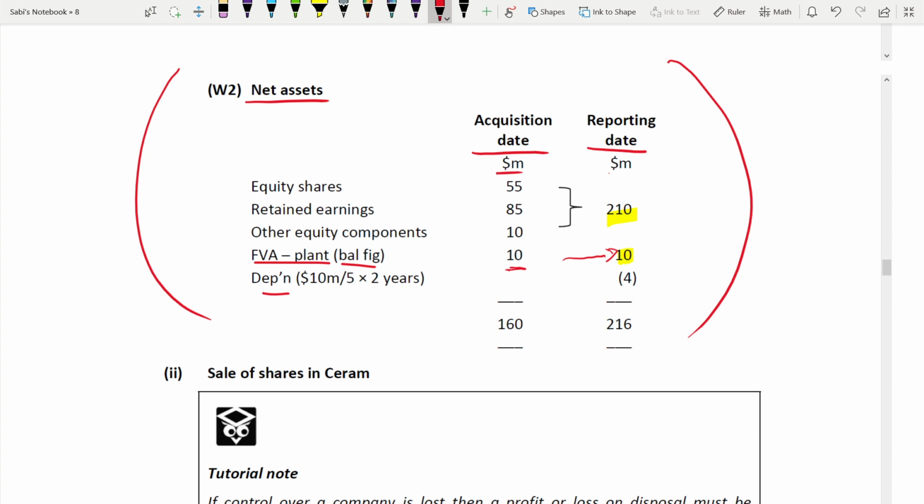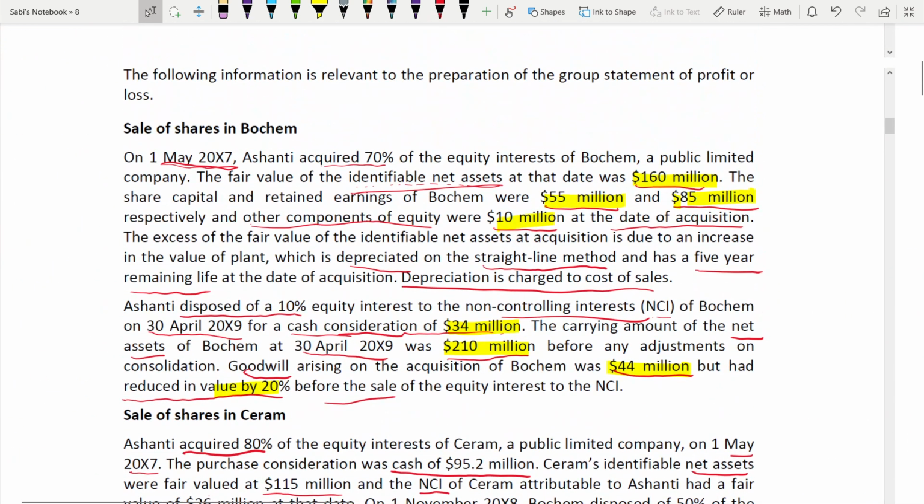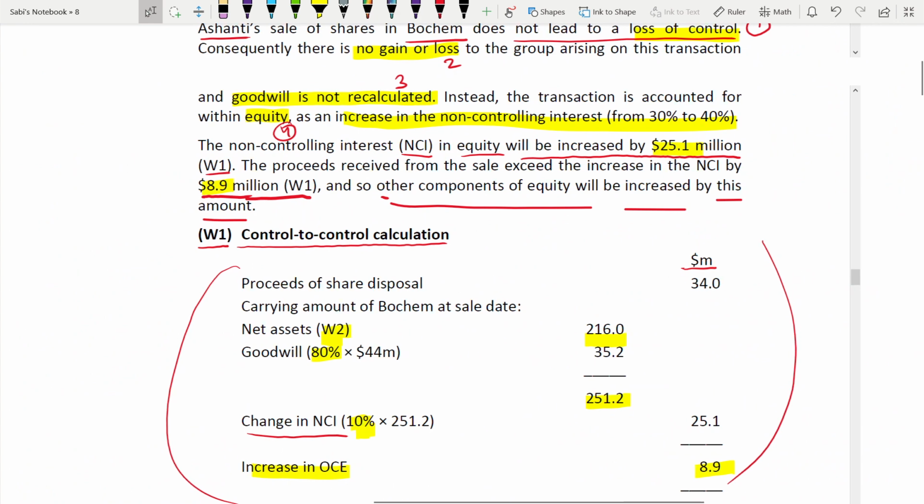How much is the depreciation? Okay, so depreciation, what did they say? It's on a straight line basis, and the depreciation they told is for 5 years. Okay, and what is the value of the plant? It is on 1st of May 2007 if you have taken it, and you are giving it on 30th April 2009, after 2 years. So the reporting period is after 2 years from the date of acquisition.